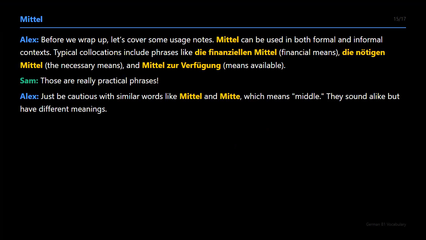Before we wrap up, let's cover some usage notes. Mittel can be used in both formal and informal contexts. Typical collocations include phrases like die finanziellen Mittel, financial means, die nötigen Mittel, the necessary means, and Mittel zur Verfügung, means available. Those are really practical phrases.